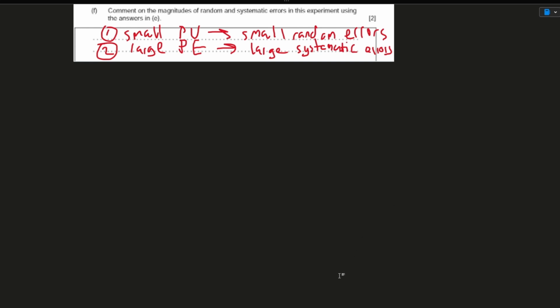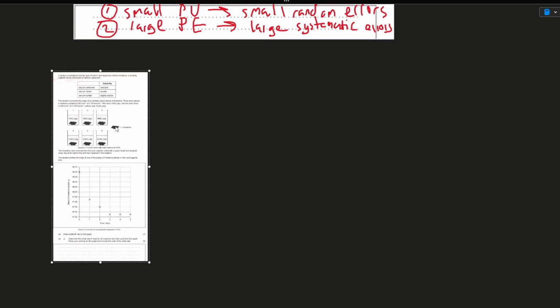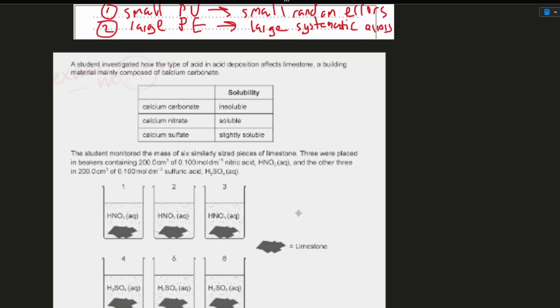Right, so moving on to question 5. It's a pretty long question actually. I'm going to paste it in. Right here. Yeah. So the question says a student investigated how the type of acid in acid deposition affects limestone, a building material mainly composed of calcium carbonate.